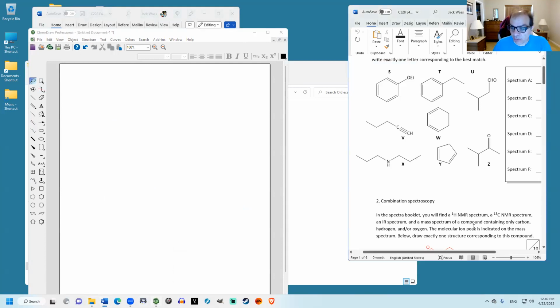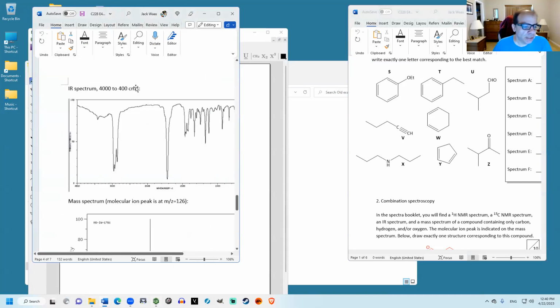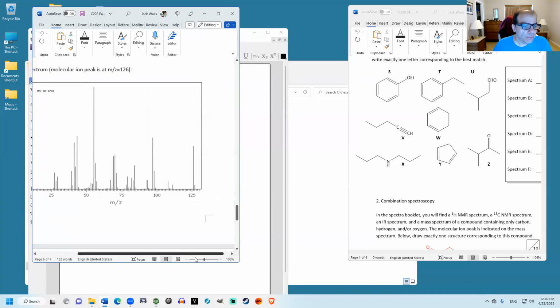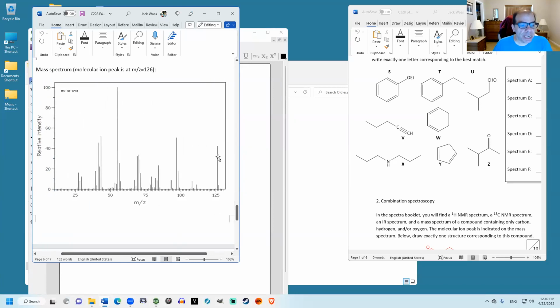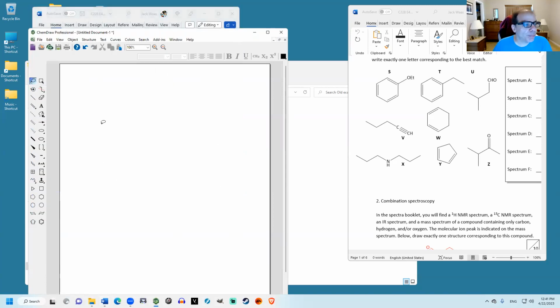So notice in the instructions, it says the compound contains only carbon, hydrogen, and oxygen. So step one of what to do in this type of question is to look at the mass spectrum. And we can see the molecular ion very clearly at 126. It even says the molecular ion peak is at 126. So that means that our compound has a molecular weight of 126 AMU. And what I think makes the most sense to do in terms of how to proceed from the beginning is to assume that you have exactly one oxygen. Now, oxygen weighs 16 AMUs.